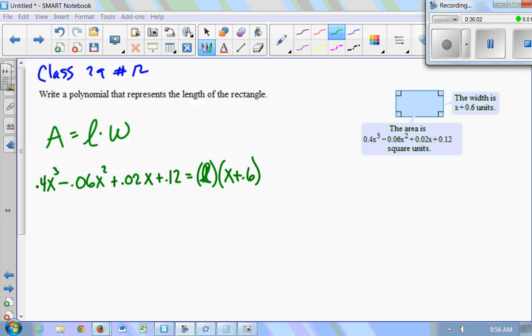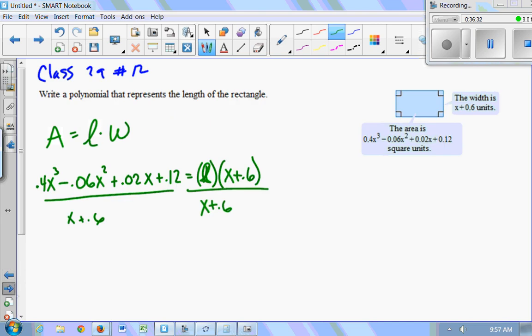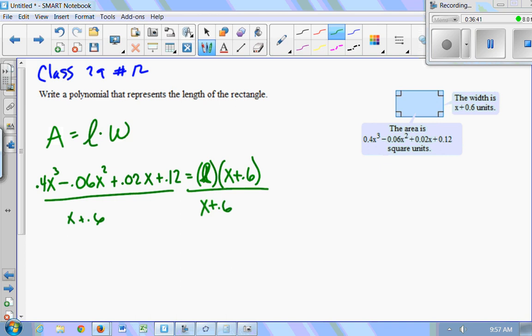So if I wanted to solve this thing for length, what would I do? Divide by x plus 0.6. So I have to do a long division. I'm going to have to do that 0.4 x cubed, minus 0.06 x squared, plus 0.02x plus 0.12, divided by x plus 0.6.